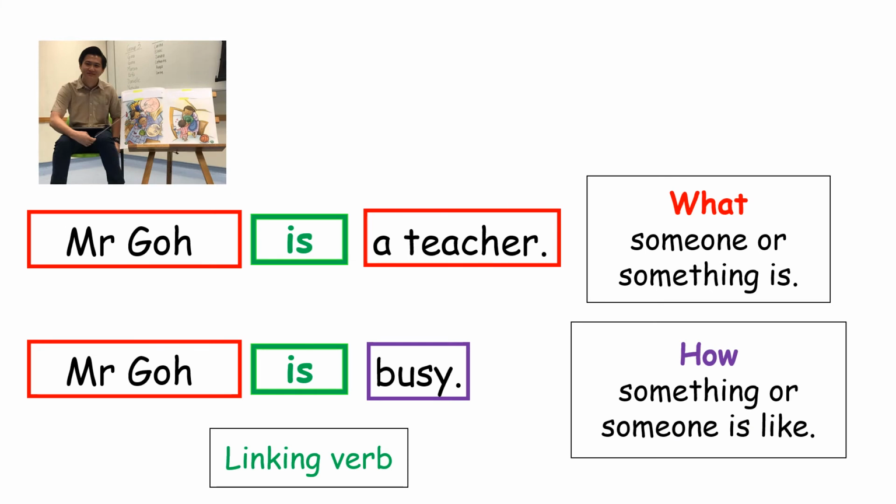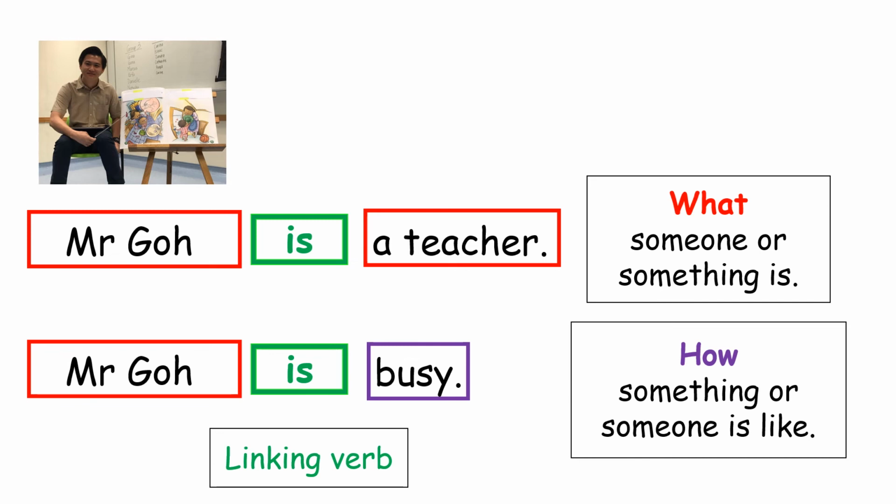Now, we're going to talk about linking verbs. In this case, we'll be using is. Is for present tense, happening now. If you have problem remembering present tense, just think about it as a present, you want a present now. So it's happening now. So in this case, Mr. Go is a teacher. This sentence structure tells us what someone or something is. So if I say Mr. Go is a teacher, Mr. Go really is a teacher. If I say Mr. Go is a boy, he is a boy.